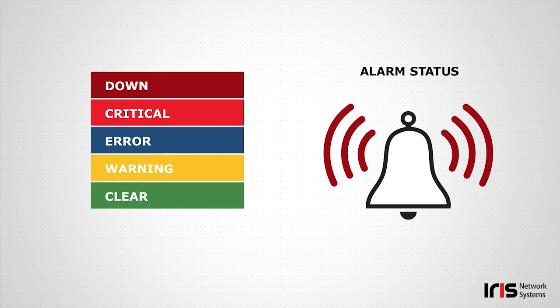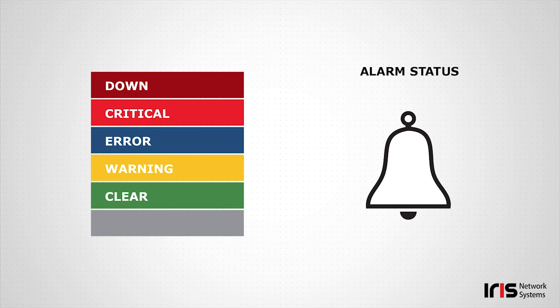Each element in Iris may have multiple alarms associated with it. Each of these can be various states. The state of the element is determined by the worst severity. If for some reason the element has no alarms associated with it, even if clear, then the state of the element is said to be unknown.